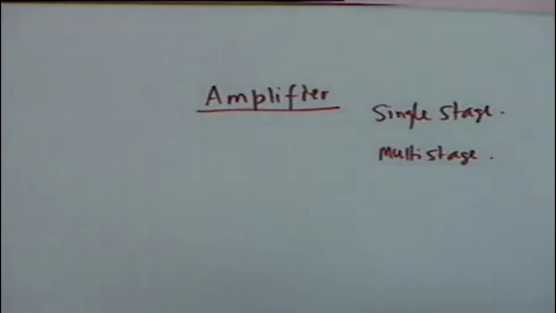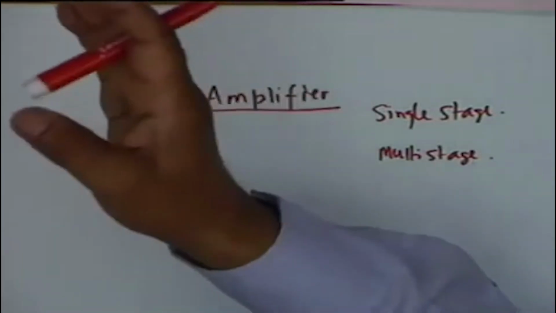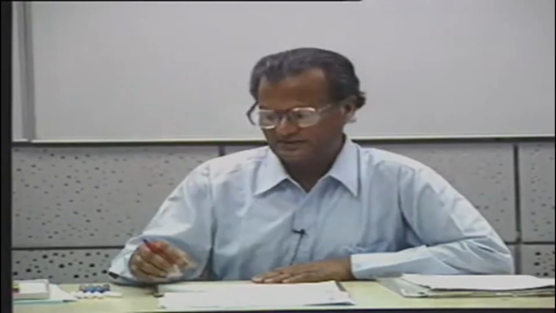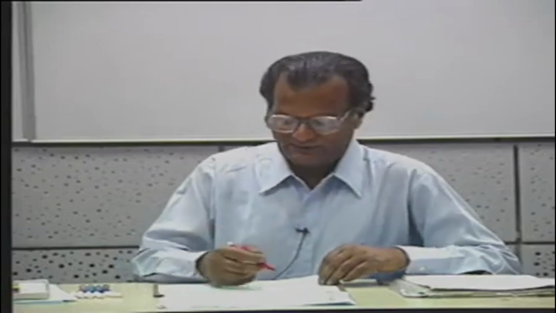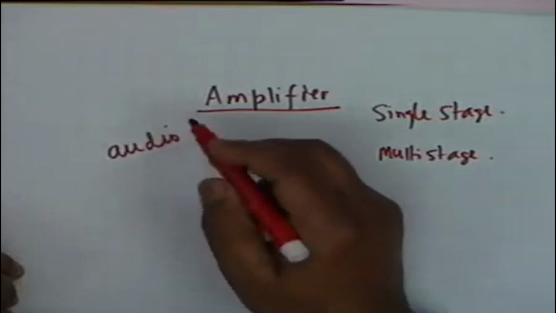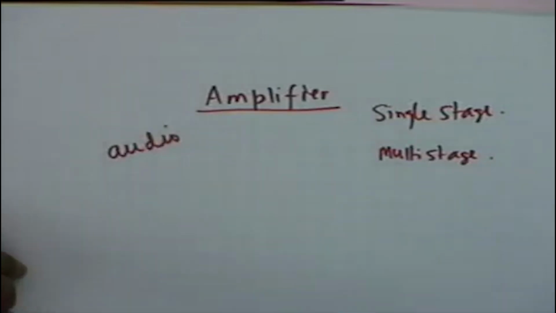For example, a stereo amplifier is usually a three-stage amplifier. It is a multi-stage amplifier. The first stage is a voltage amplifier matching microphone to the amplifier system. Second stage is another voltage amplifier, and the last stage is a power amplifier, because you have to feed power to a loudspeaker. Amplifiers can also be classified depending on the frequency range of operation. Amplifiers can be classified as audio amplifiers, that is, amplifiers which are useful in the audio range of frequencies, which is 16 Hz to 16 kilohertz.